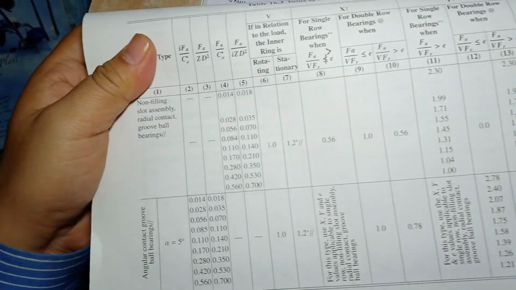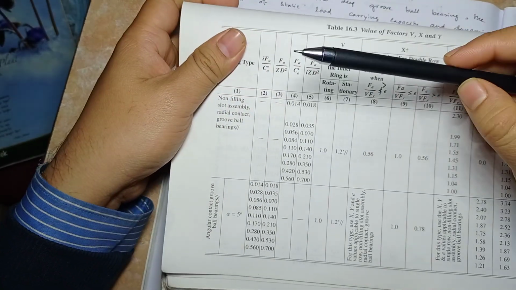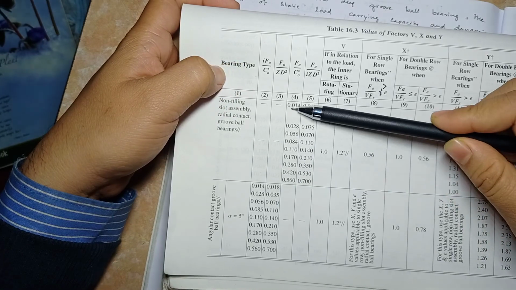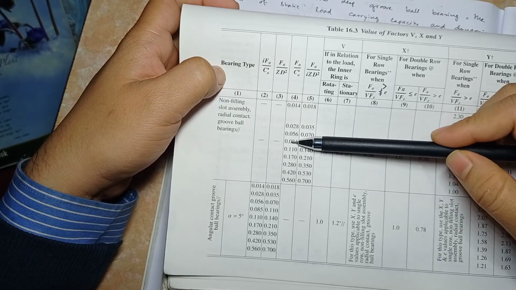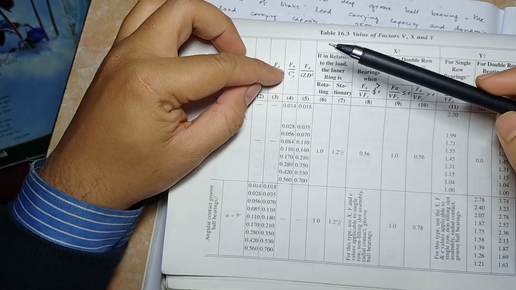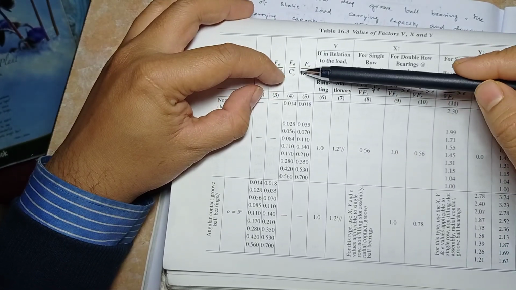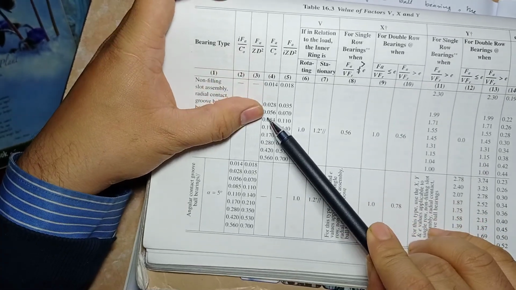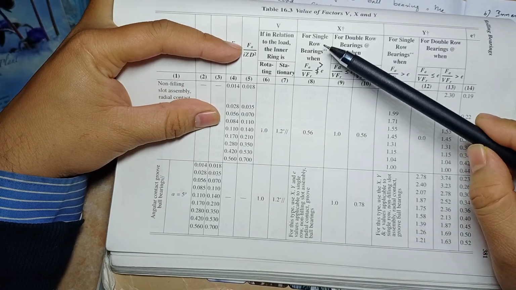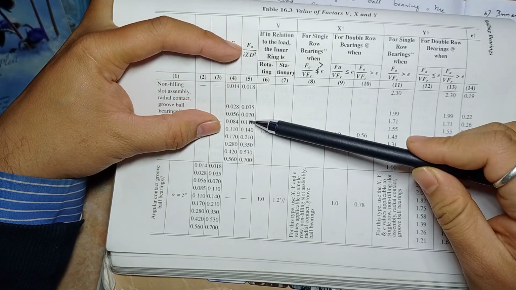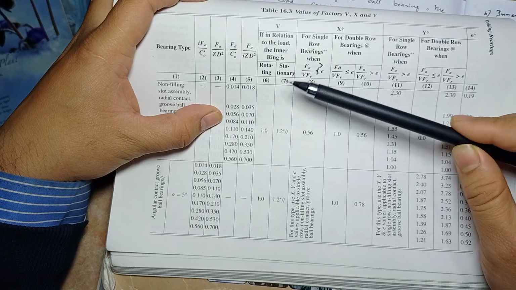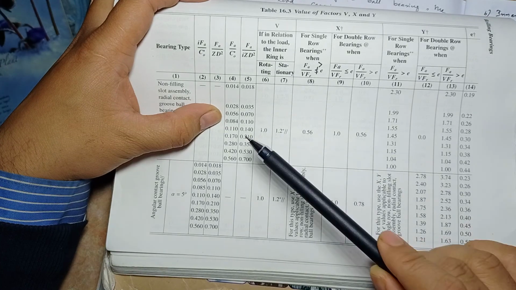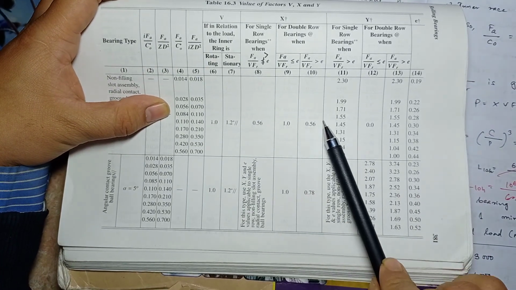Now first of all you need the Fa by C naught value for this one, which you have to get from here. Suppose your Fa by C naught, that is axial load divided by static load carrying capacity, is, let's say, 0.084. For this you have to calculate X. Now X is directly 0.56 for 0.048, if your axial load by radial load is greater than the e value, which here is 0.28.